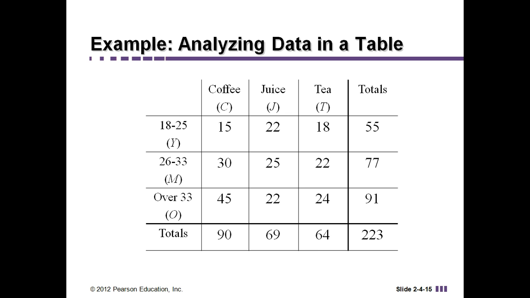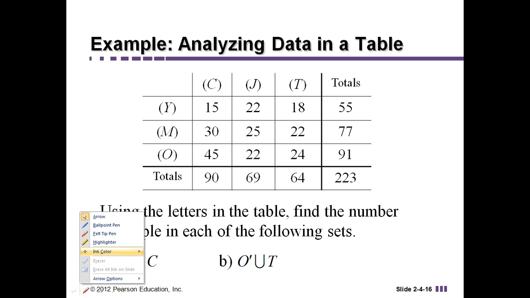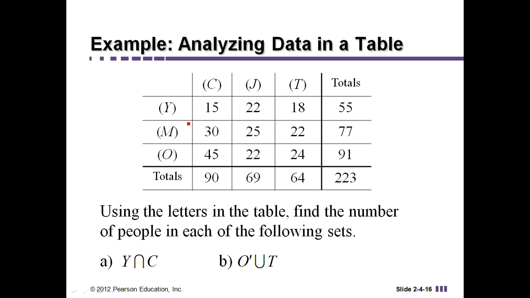Okay, so then the question, on the next slide, is: using this information in the table, and we've abbreviated it a little bit, find the number in each of the following sets. So Y intersect C means where do Y and C meet? What do they have in common? We're going to go to the Y column and trace it over to the C column, just like a Cartesian coordinate. And where Y and C intersect is 15.